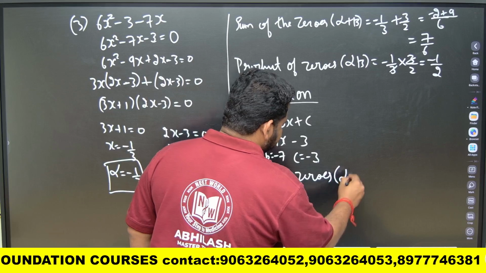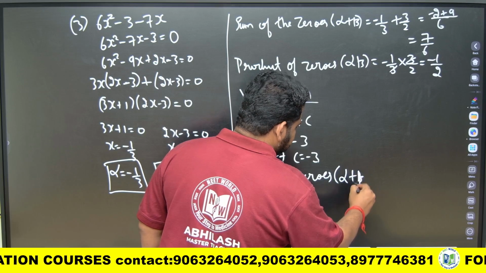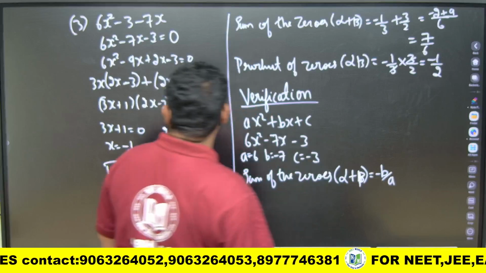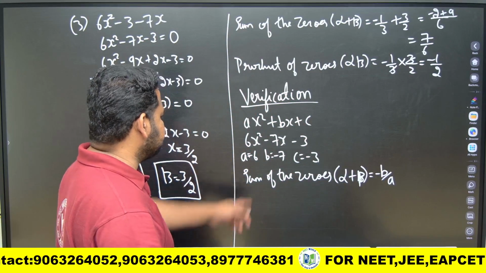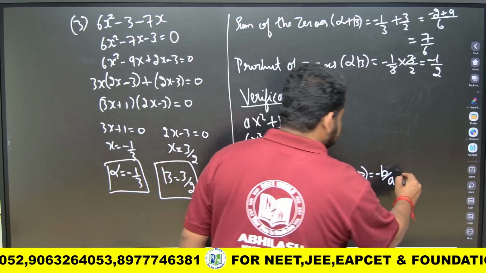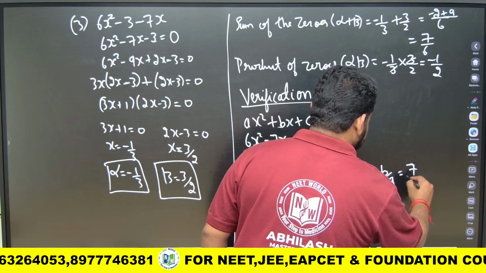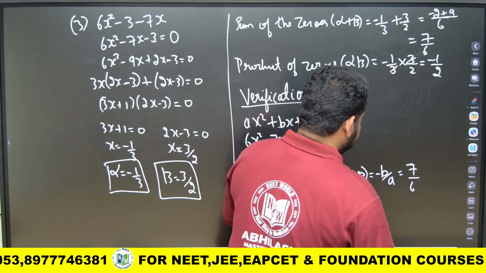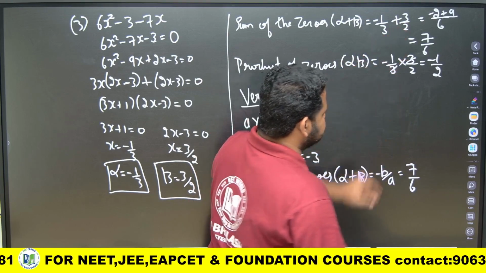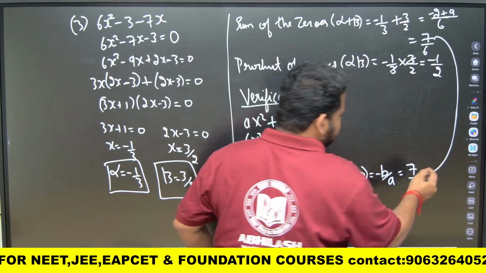Sum of the zeros, alpha plus beta, is nothing but equal to what? Alpha plus beta is equal to minus b by a. So minus b by a, b is 7, minus of minus 7 becomes plus 7, so 7 by a, and a is 6. So here we got 7 by 6, and here also we got 7 by 6. This and this are same, so it is verified.